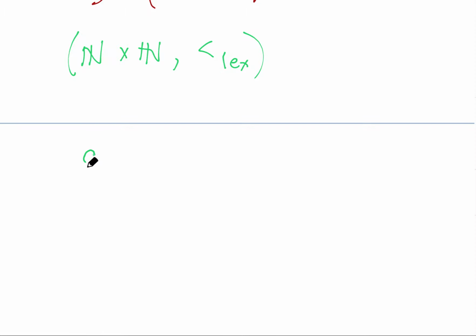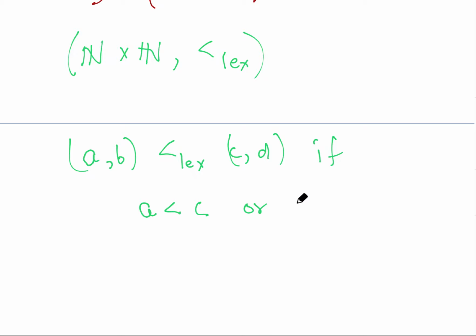And what that means is AB is less than CD if A is less than C, or A equals C and B is less than D. That's what lexicographic order is. And this is how the words in a dictionary are ordered. The words in a dictionary are ordered by lexicographic order.